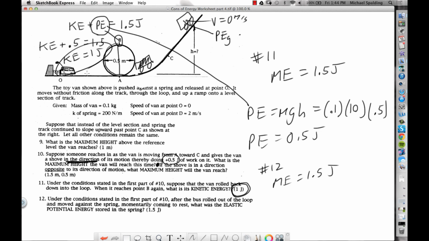So the van hits the spring and goes smush, smush, smush. For a split second, what happens? It stops, right? The van smushes into the spring. For a split second, the van stops. What energy do we have for that split second? Everything is in the form of what? Potential of spring, right? When the van stops for that split second, all the energy is in the form of the spring, so therefore potential energy in the spring is 1.5 joules.